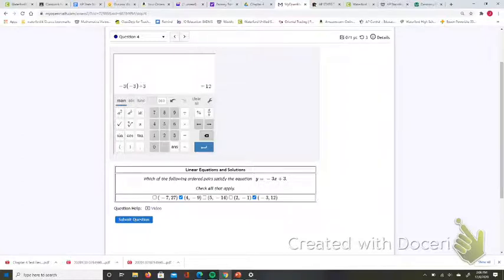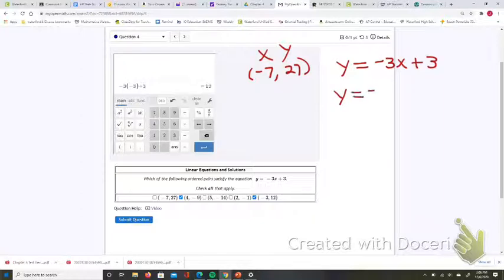So now I'm ready to submit, but before I submit, I just want to show you something. So our equation was y equals negative 3x plus 3. Okay, what if I'm not using a calculator? How can I do this if I'm not using a calculator? So I want you to notice that my first point was negative 7, 27, and I did not select it because it didn't work. So negative 7 and 27. Remember, this is x and this is y. So I'm going to put y equals negative 3 parenthesis plus 3.